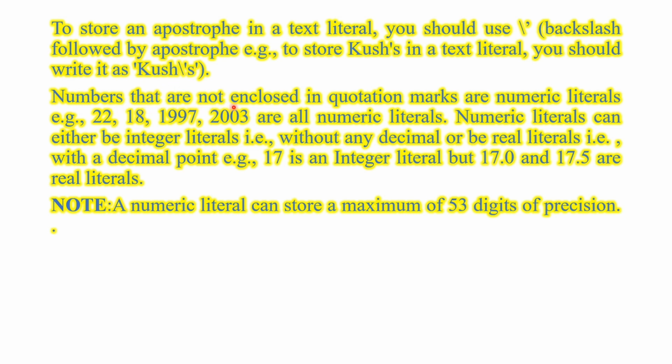The numbers that are not enclosed in quotation marks are numeric literals. For example, 22, 18, 19, 97, 2003 are all numeric literals. Numeric literals can either be integer literals, that is without any decimal point, or real literals, that is with a decimal point. For example, 17 is an integer literal, but 17.0 and 17.5 are real literals. Note, a numeric literal can store a maximum of 53 digits of precision.